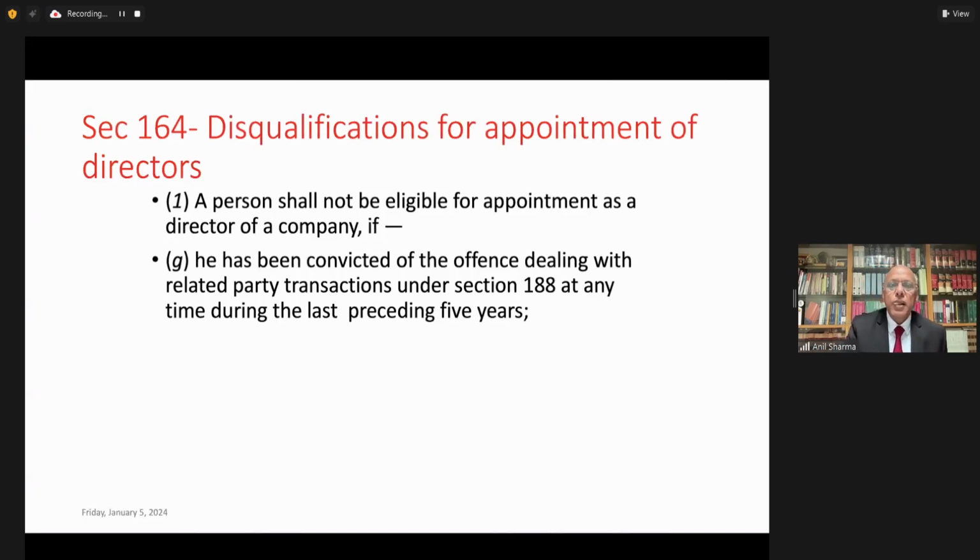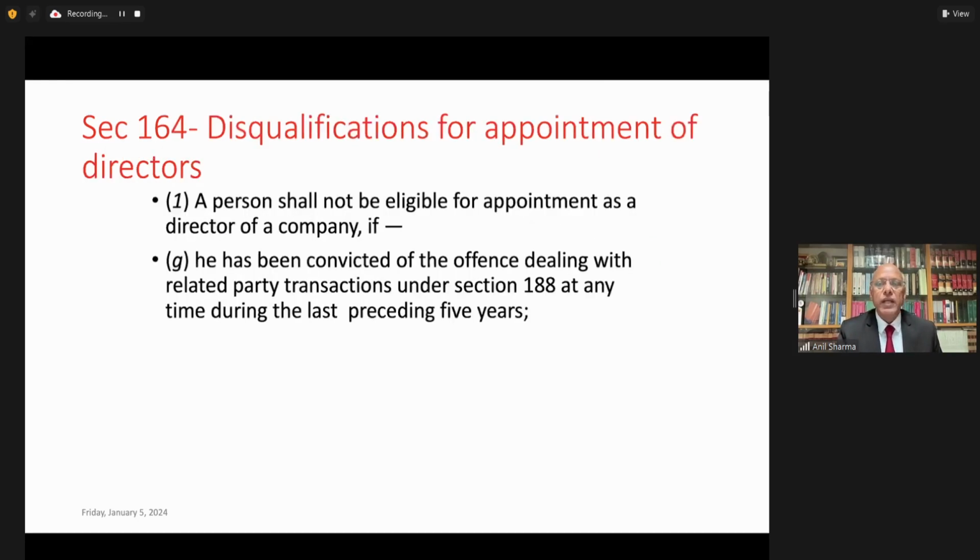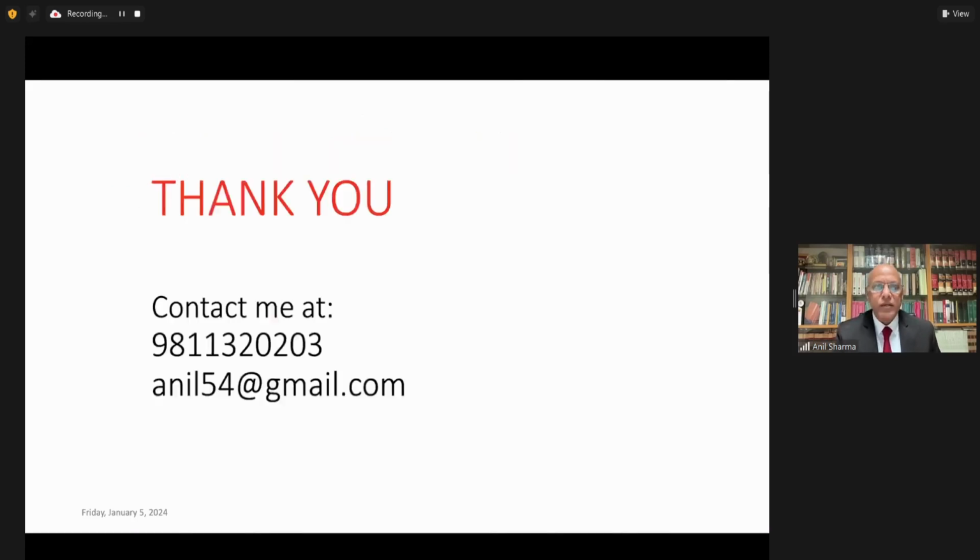Moreover, section 164 makes a director disqualified for appointment as a director in another company. That is a very severe repercussion of non-compliance with section 188. Similarly, when section 164 disqualification comes in, vacation of office is also connected with section 164. As soon as he incurs any disqualification under section 164 because of non-compliance of section 188, he vacates the office of director also. So these are some of the repercussions, and just in conclusion, I would say that looking at the importance of related party transactions, their non-compliance leads to a lot of penalties.